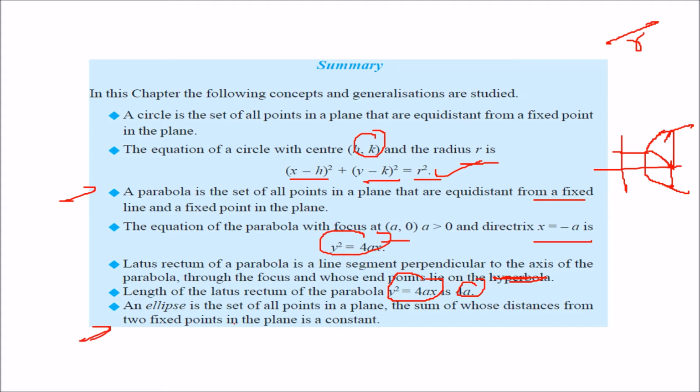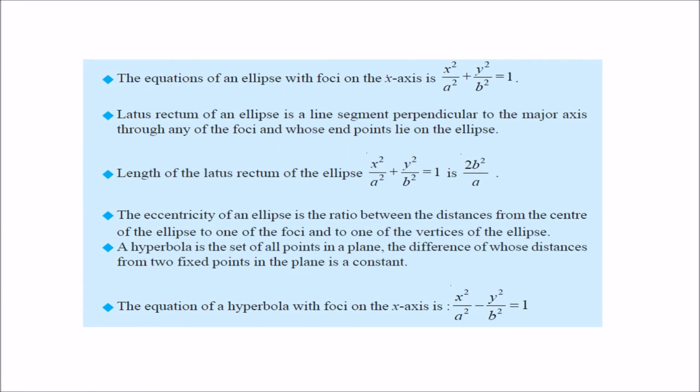Now we come to the ellipse. Ellipse is the set of all points the sum of whose distances from two fixed points, this is f1, this is f2, for any point P will always remain constant. The equation of the ellipse with foci on the x-axis would be: x square by a square plus y square by b square equal to 1. The latus rectum of an ellipse is again a line segment which will be passing through the focus and whose endpoints will be on the ellipse. So the latus rectum of this ellipse will be 2b square by a.